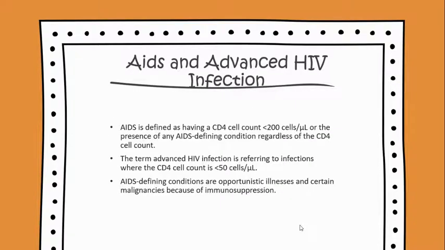AIDS is defined as having a CD4 cell count of less than 200 cells per microliter, or the presence of any AIDS defining condition, regardless of the CD4 cell count. The term advanced HIV infection refers to infections where the CD4 cell count is less than 50 cells per microliter. AIDS defining conditions are opportunistic illnesses and certain malignancies because of immunosuppression.